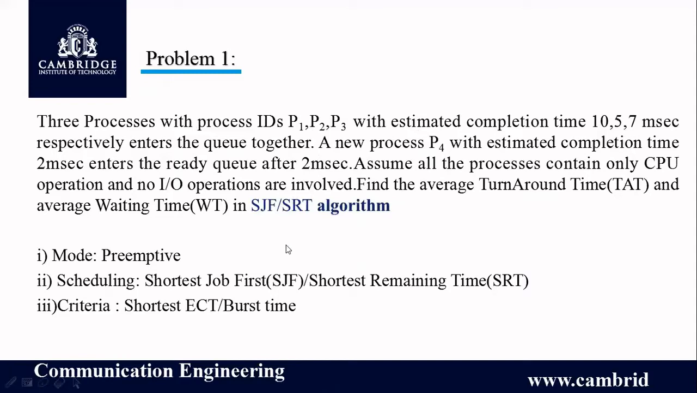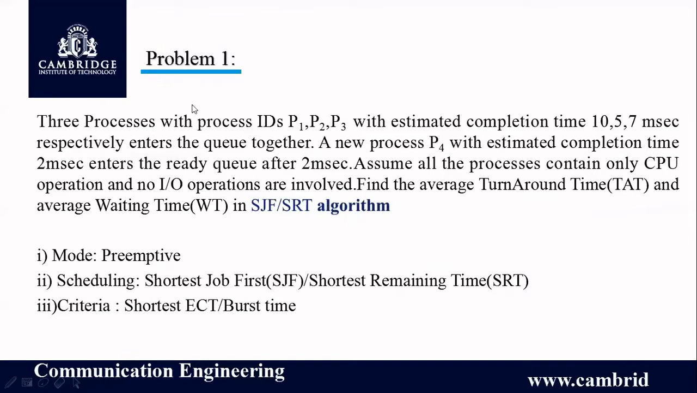So you have a new process P4 coming in at 2 milliseconds and the ECT of that process is also 2 milliseconds. We assume that all processes contain only CPU operation, which means there is no IO operation involved. All the processes run in the running state, and from the running state they can go to the ready state, but they cannot go to the waiting or blocked state. There is also only one CPU for operation. It is a uniprocessor system, which is another assumption to be made here. You are asked to find the average turnaround time and the average waiting time. These two parameters you need to compute using the SJF or the SRT algorithm.